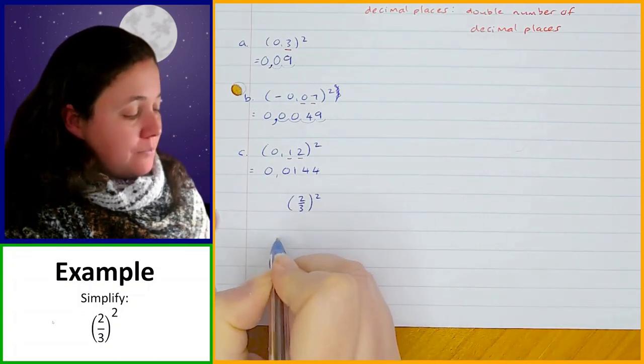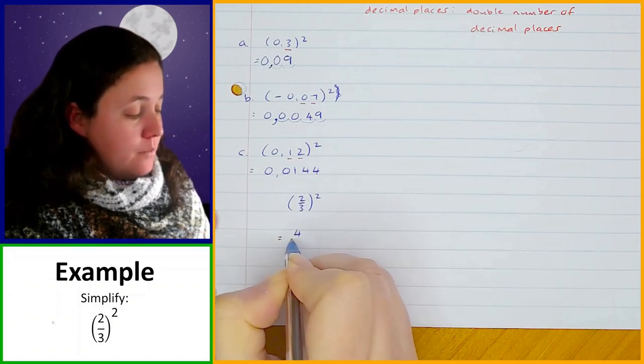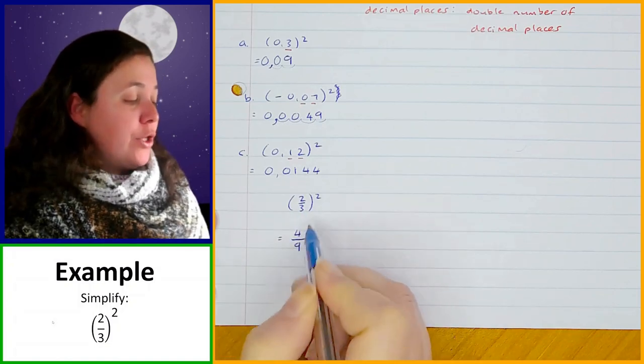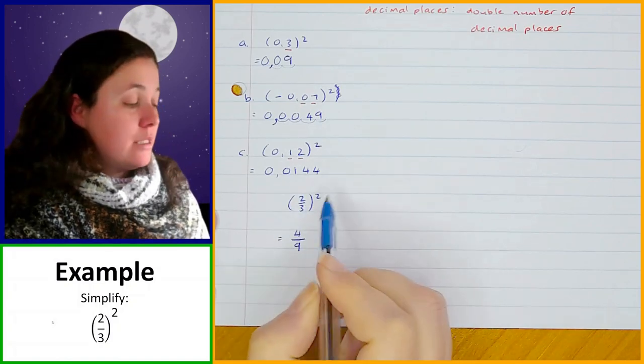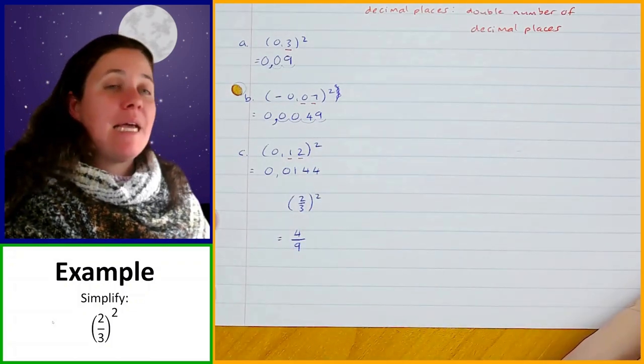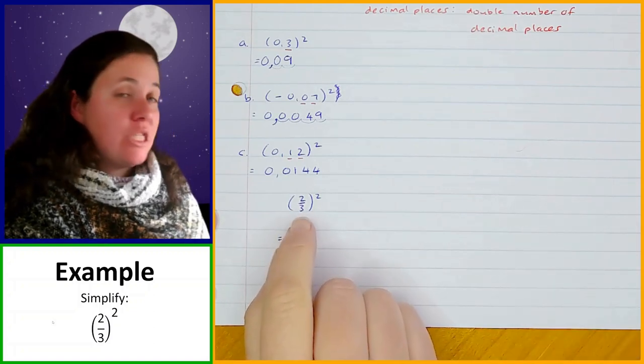But I have to square the top and the bottom, the numerator and the denominator of my fraction. So in this case, when I square the numerator, which is the 2, I get 4. And when I square the denominator, which is 3, I get 9. So when you're squaring normal fractions, not decimal fractions, we square the numerator and the denominator separately. Okay, but remember, it has to be in this form.